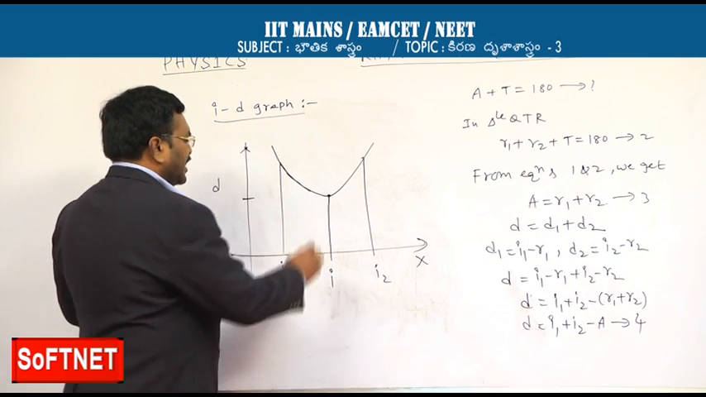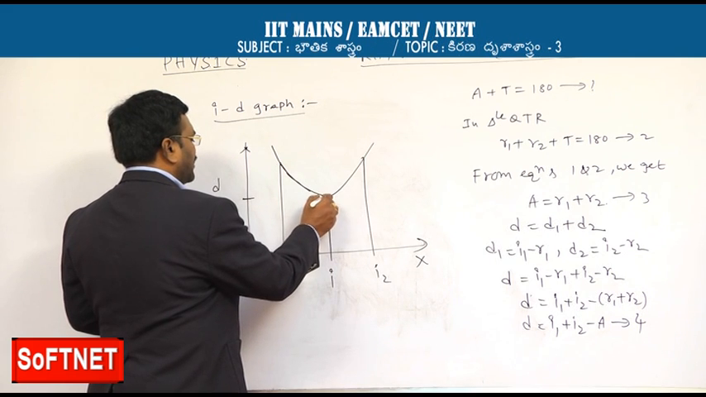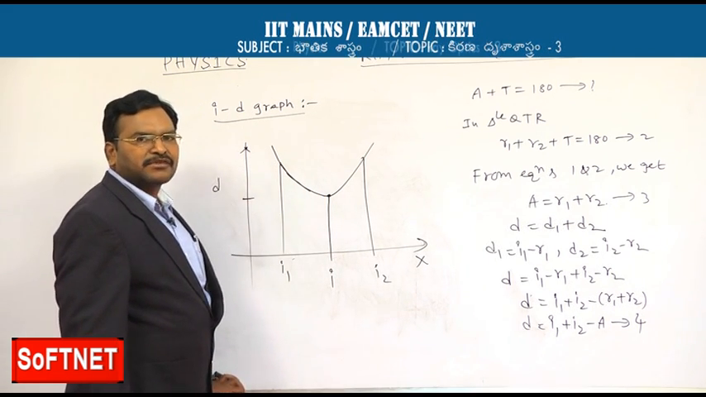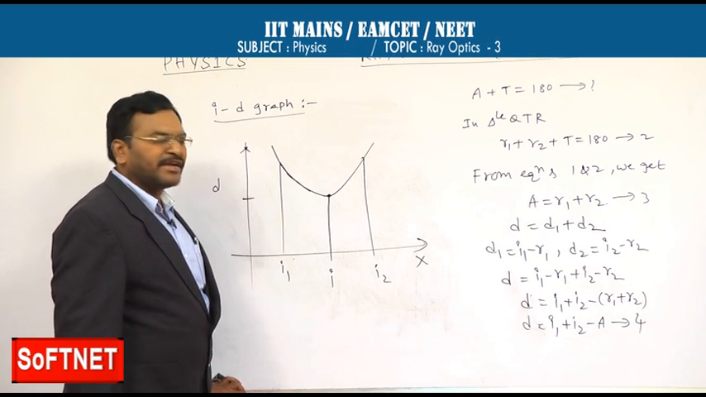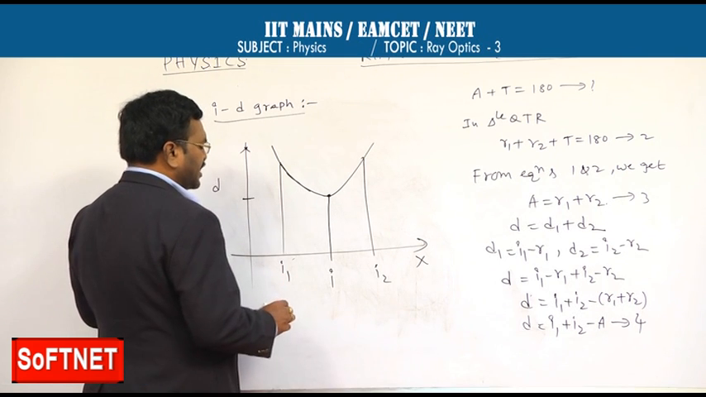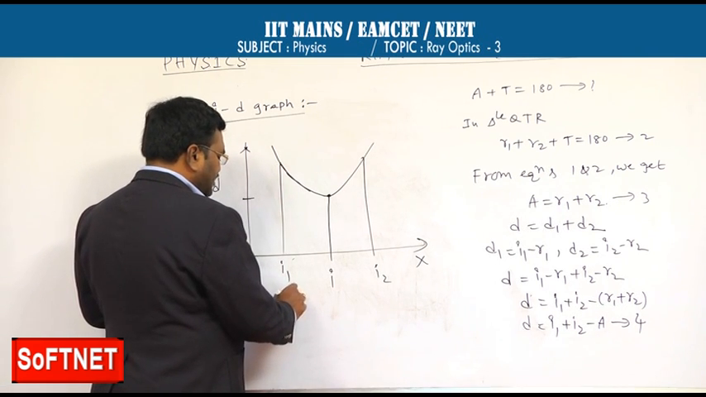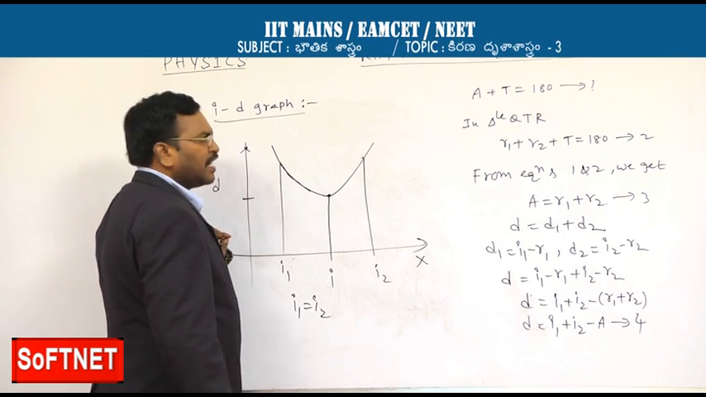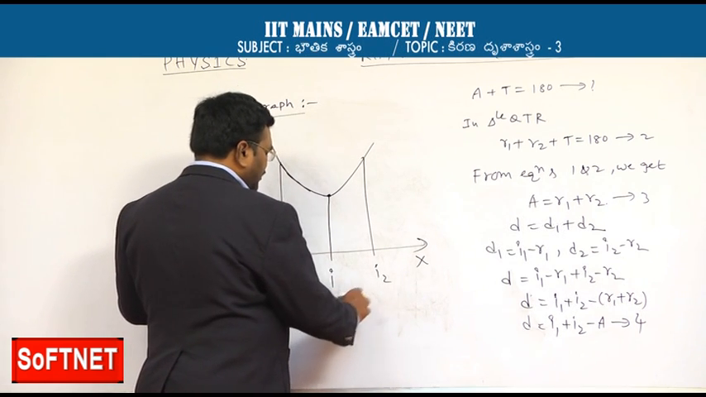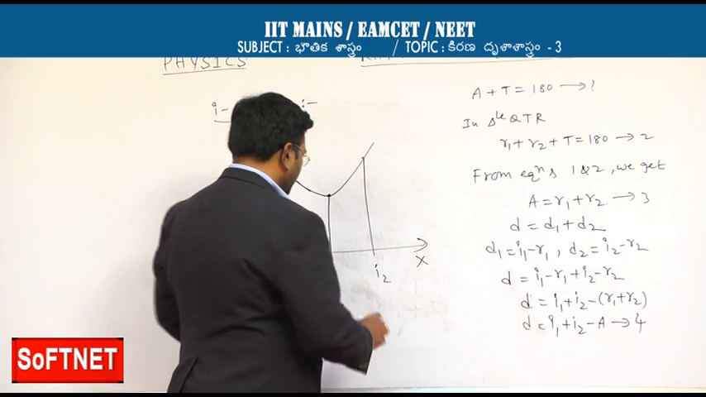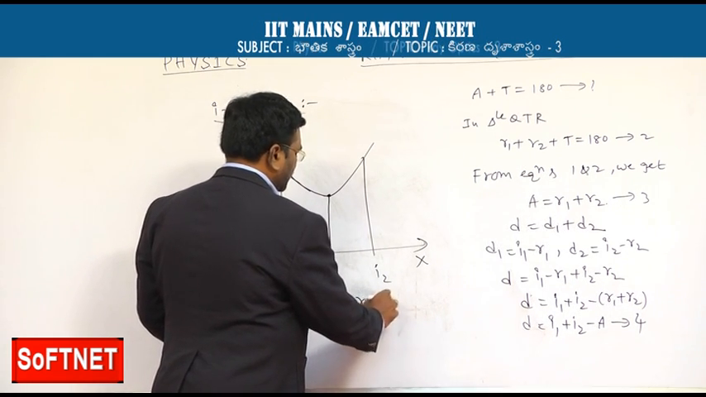So at the angle where angle of incidence and angle of emergence coincide, that is called minimum deviation. At minimum deviation, I1 is equal to I2, and R1 is equal to R2.